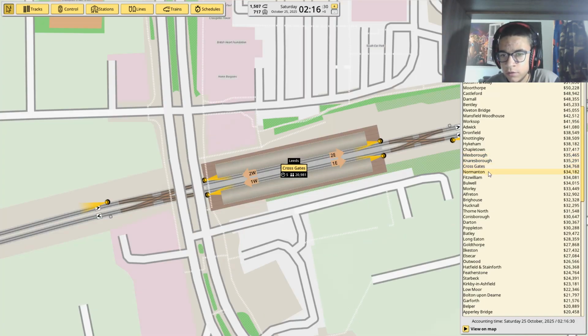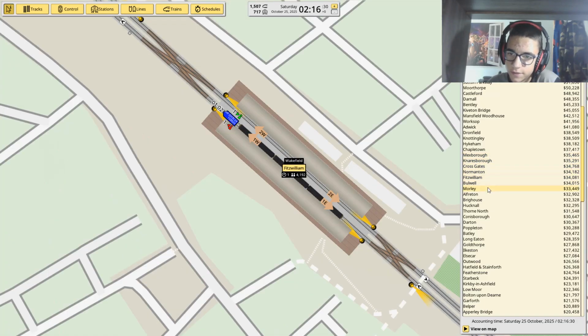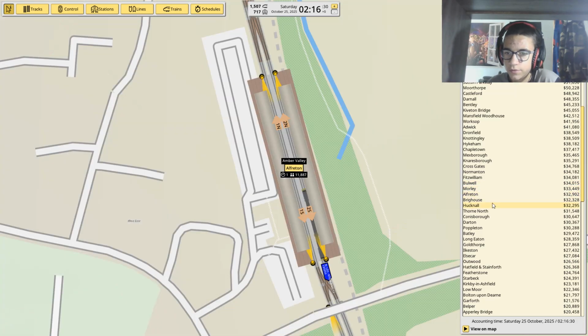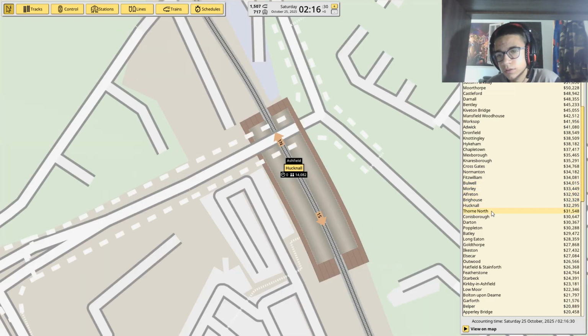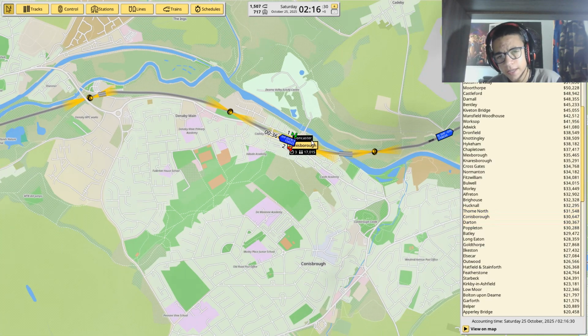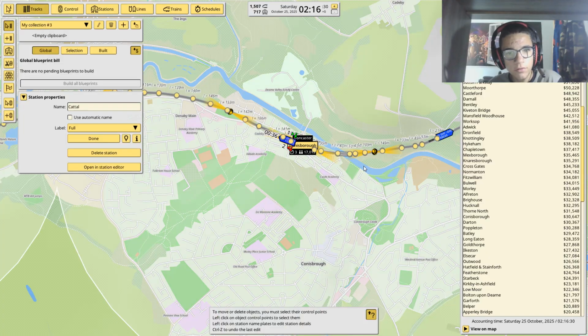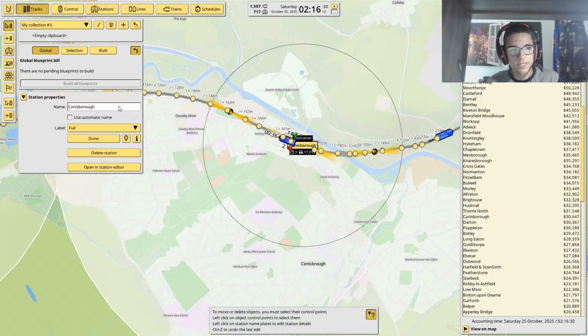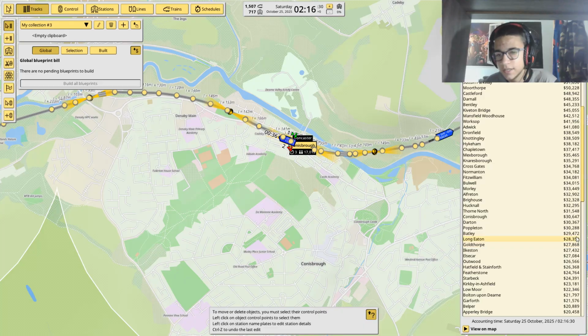Mexborough, Knaresborough, Cloriesgate, Normanton, Fitzwilliam, Bulwell, Morley, Alfreton, Brighouse, Hucknall, Thornorth, Conisborough. I think I need to rename Conisborough because it's actually not Conisborough, it's Conisborough. I've always made that mistake with boroughs and boroughs. It's so weird. Conisborough, I think that's how you say it. Conisborough, there's that.